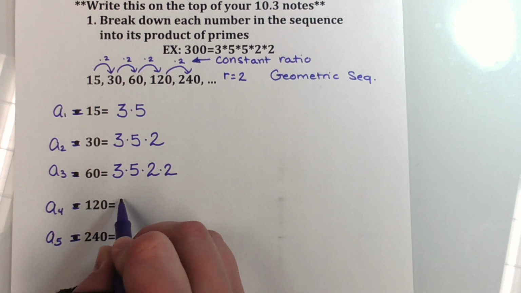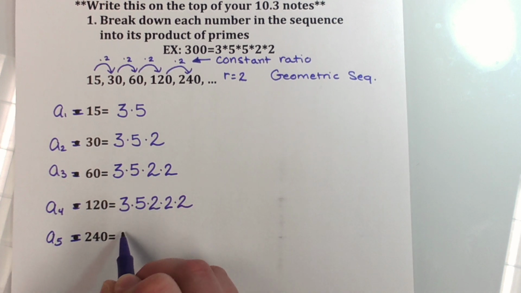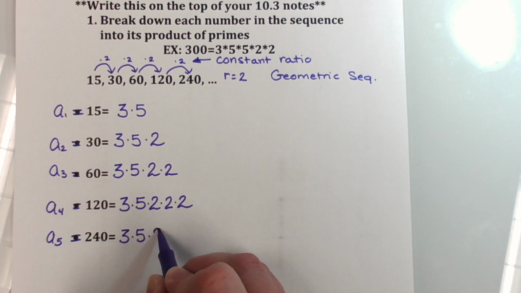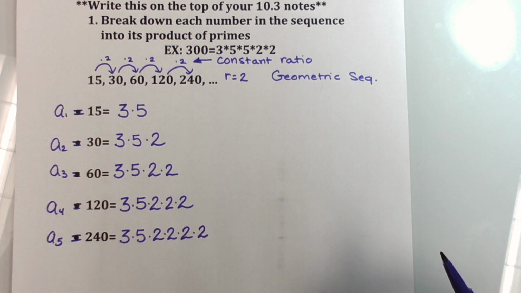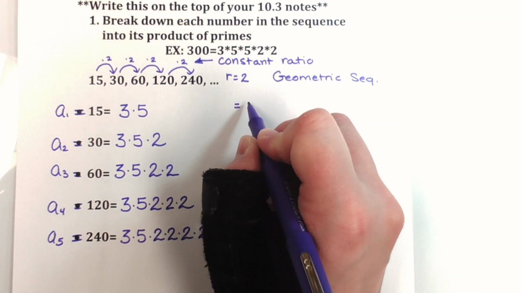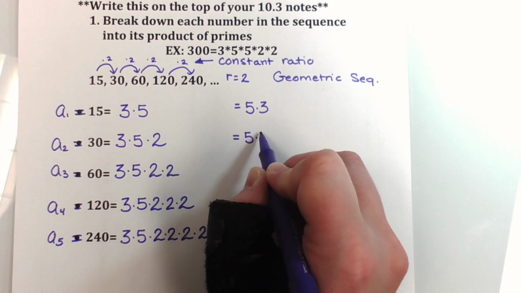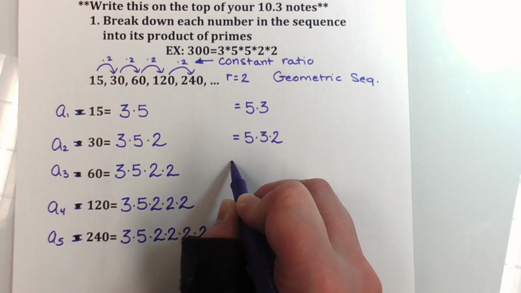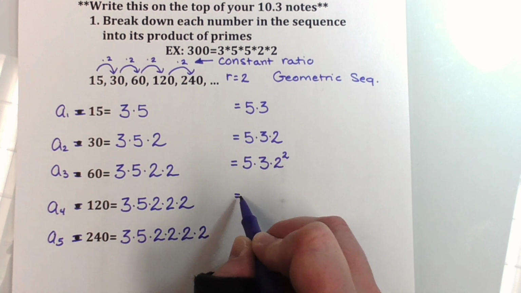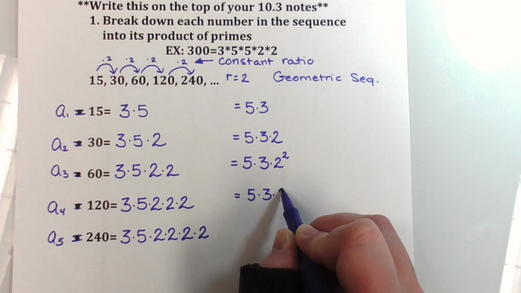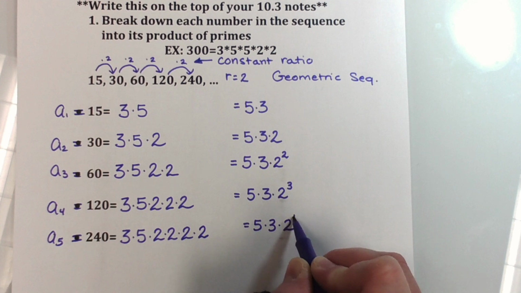120? 3 times 5 times 2 times 2 times 2. And 240, 3 times 5 times 2 times 2 times 2 times 2. In a prime factorization form, we would write this. The first 2 wouldn't change. And then, as was stated earlier, I could have written this as 2 squared. This one has 2 cubed. And this one has a 2 to the power of 4.